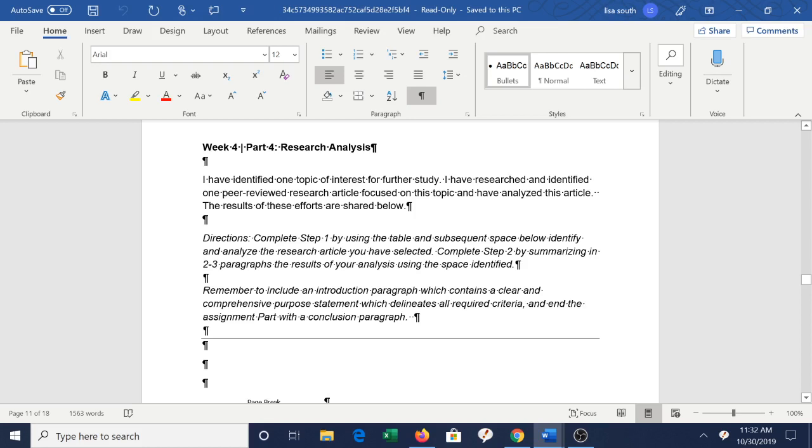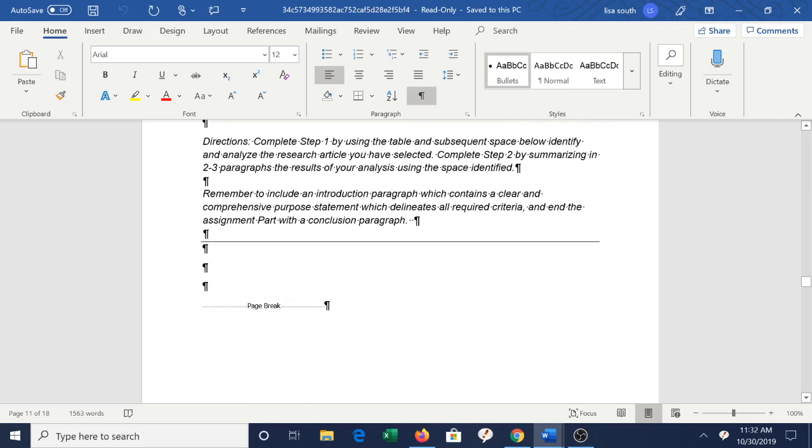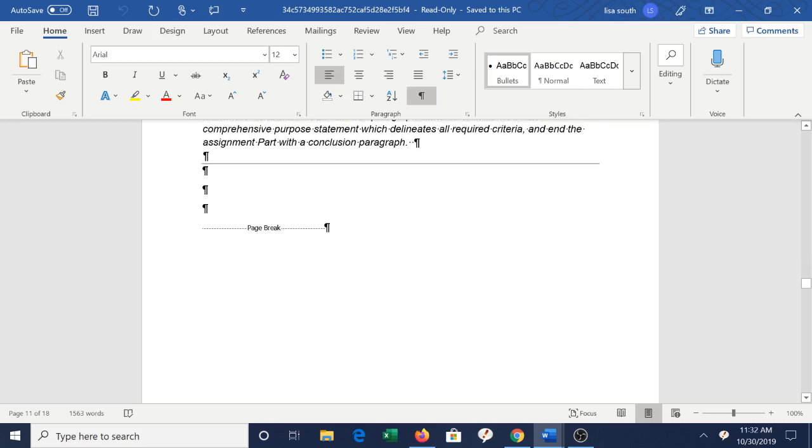Double space. This is not double spaced. Take out all these extra spaces. APA says no extra spaces. Indent your paragraph. Double space. Get all that extra space. Delete these directions.